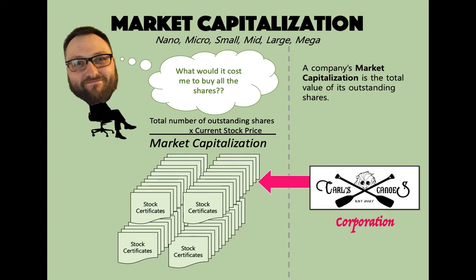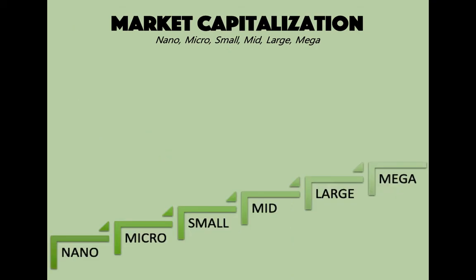So, a company's market capitalization is the total value of its outstanding shares. If Carl's Canoes here had 10,000 shares outstanding and the market price of the stock was $50 a share, then the market cap would have been $500,000. Okay? So, what does this mean for us as students of accounting?